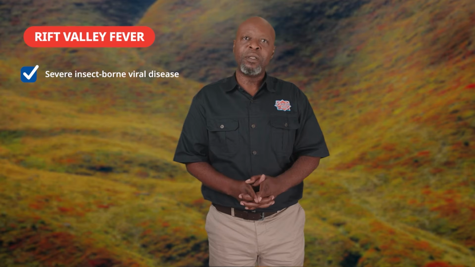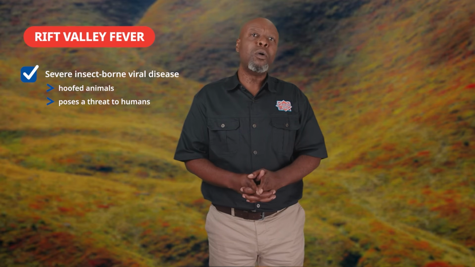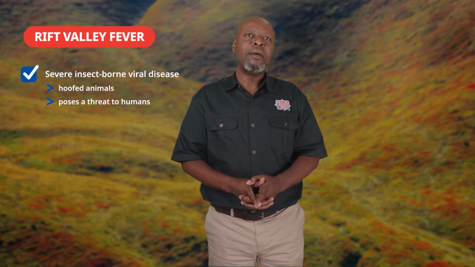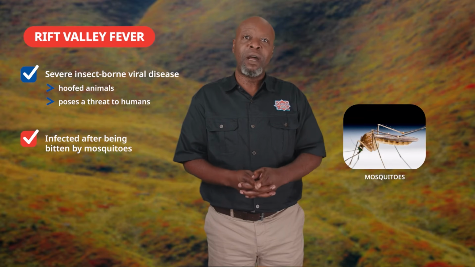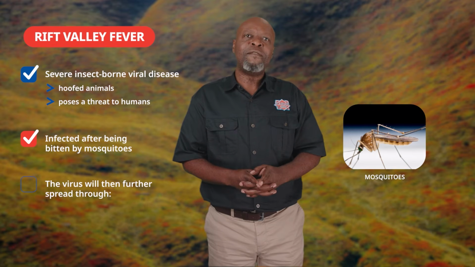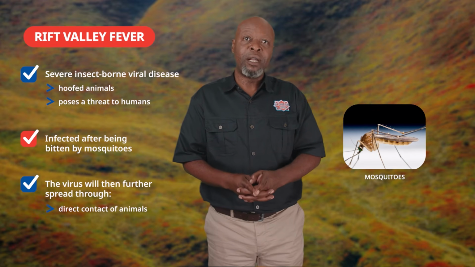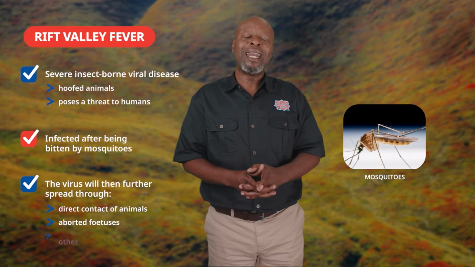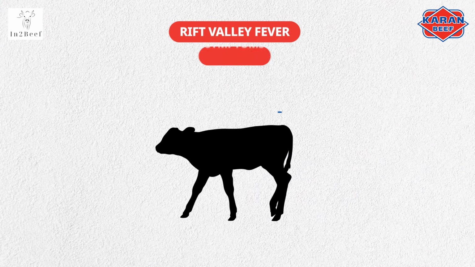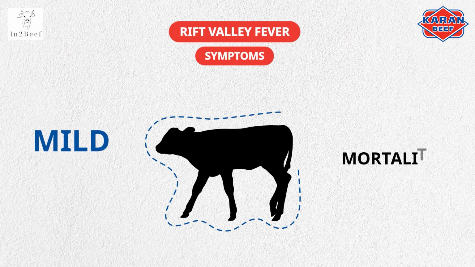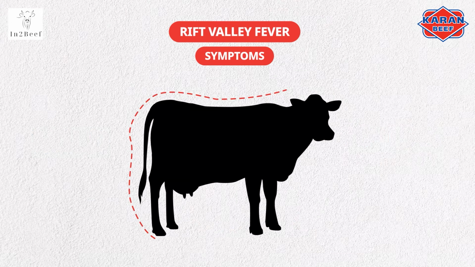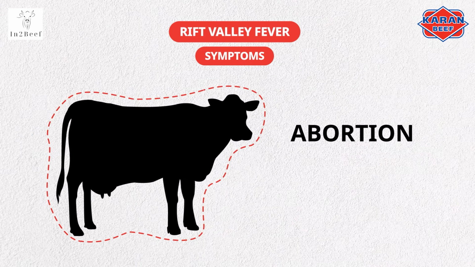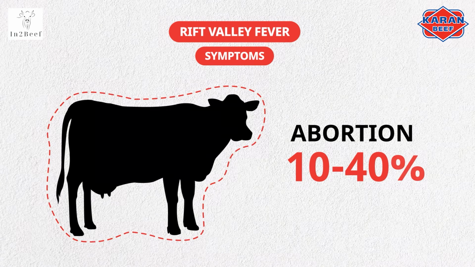Rift Valley fever is a severe insect-borne viral disease of hoofed animals, which also poses a threat to humans. Animals are initially infected after being bitten by mosquitoes that are carrying the virus. The virus will then further spread through direct contact of animals, aborted fetuses, and other materials. Symptoms in cows can be mild with a mortality rate of 10 to 15%. In adult cattle, sometimes the only symptom is abortion, which can have an occurrence of 10 to 40%.